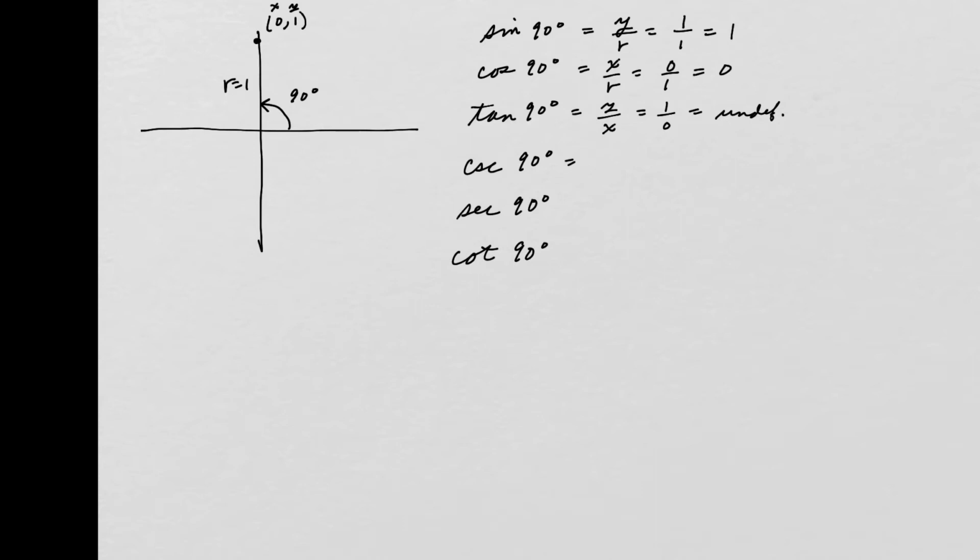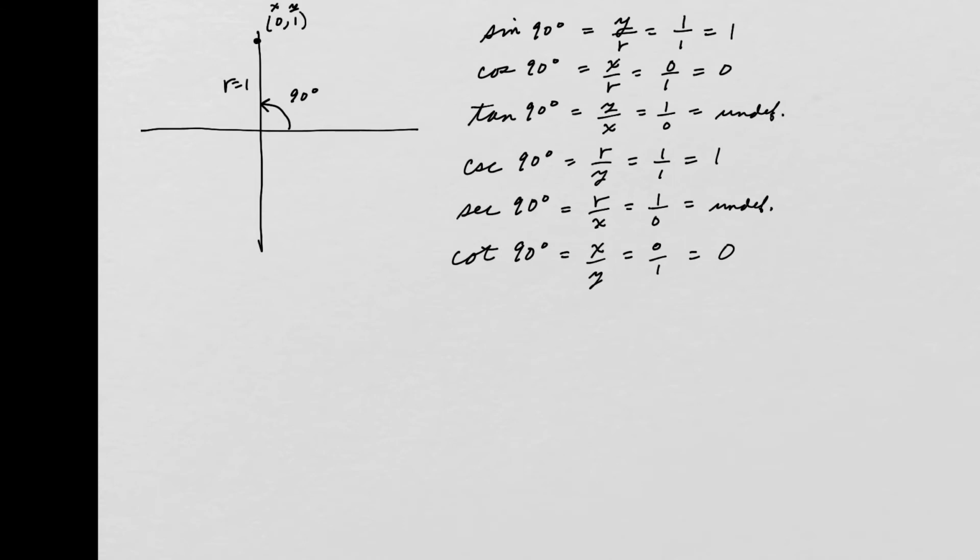Cosecant is 1 over sine. So actually, I'll do it the other way for now. Remember, if sine is y over r, then cosecant must be r over y. So that's 1 over 1. That's still 1. Secant is 1 over cosine, so that must be r over x. So that's 1 over 0, which is undefined. And cotangent is 1 over tangent. So if tangent is y over x, this is x over y. So that'll be 0 over 1, which is 0. Okay, so those are all the trig functions when the angle is 90 degrees.